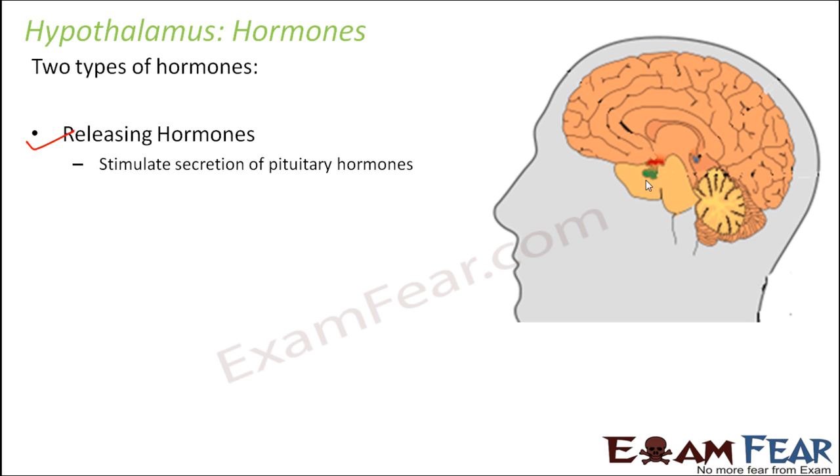Now here in this picture, the red one is the hypothalamus and the green one is the pituitary. The hypothalamus and pituitary are quite close to each other, and that is how the hypothalamus is able to control the pituitary better. So the releasing hormones from the hypothalamus tell the pituitary to start synthesizing and secreting hormones. One example of a releasing hormone is GnRH, or the gonadotropin releasing hormone.